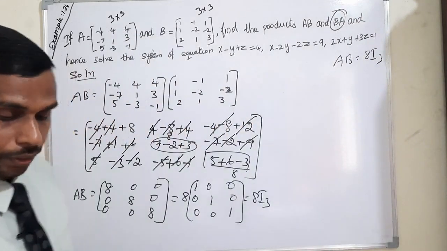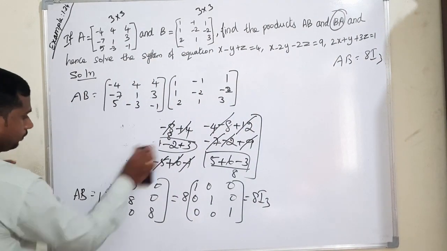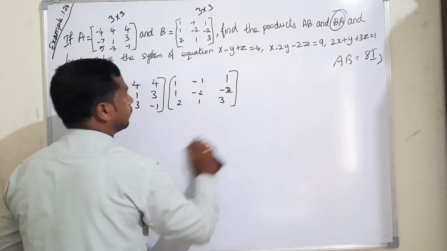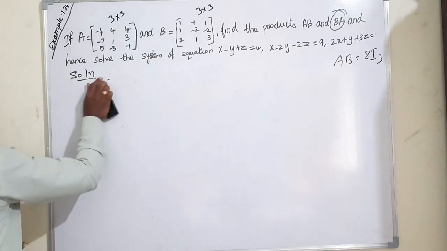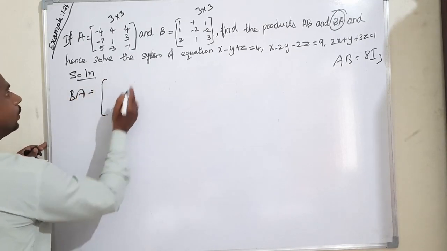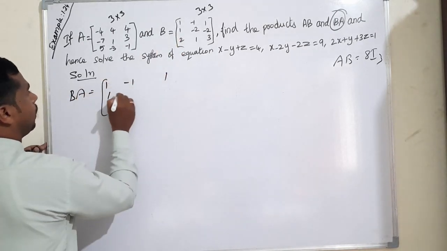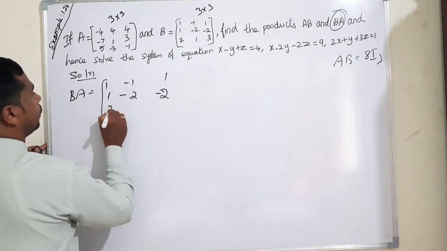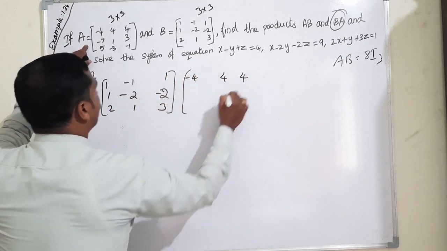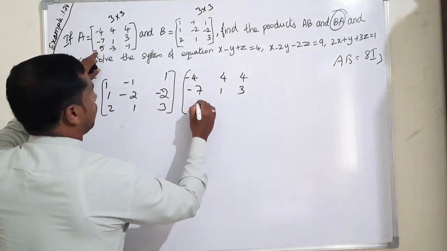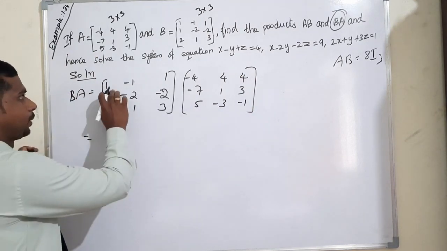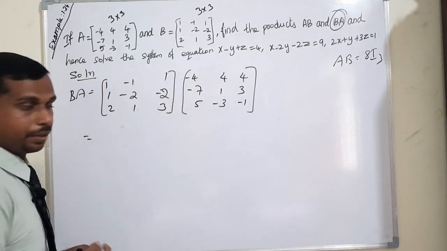So how to find BA? BA is equal to B, [1, -1, 1; 1, -2, -2; 2, 1, 3], then [-4, 4, 4; -7, 1, 3; 5, -3, -1]. The same concept: multiply the corresponding row with the corresponding column of the second 3×3 matrix.